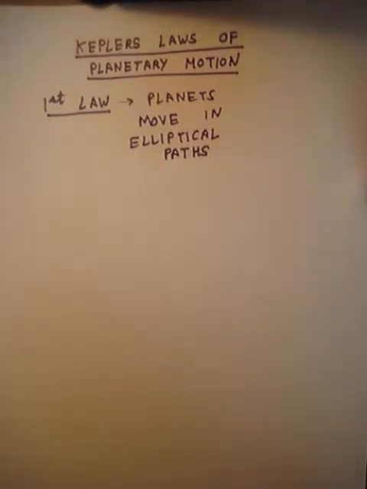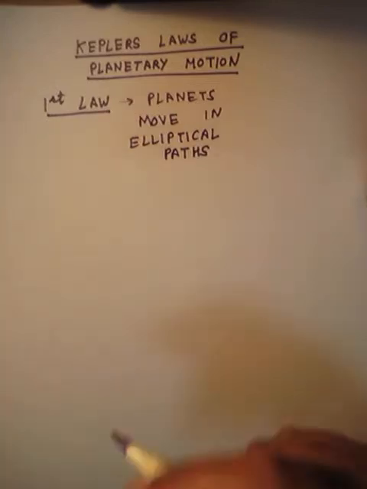So now we're going to study Kepler's laws of planetary motion. These laws explain the motion of planets in their orbits. The first law states that the planets move in elliptical paths. Although they look like circles, they are not exactly circles. They are ellipses with a little bit of eccentricity sometimes, and sometimes large eccentricity.